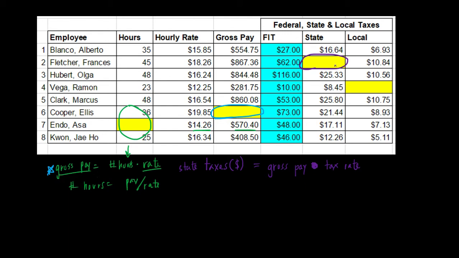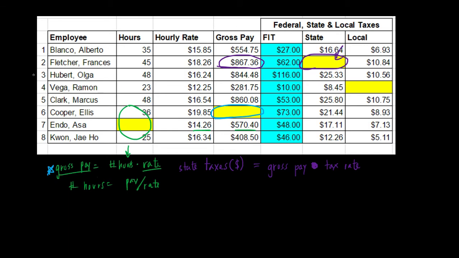Now, we can't fill this in because if you notice, although we do know the gross pay, we don't know the tax rate. So before we even get to this, we're going to have to figure that out. So in order to figure out this rate, we're going to look at someone else's information. Okay, it's kind of like detective work.